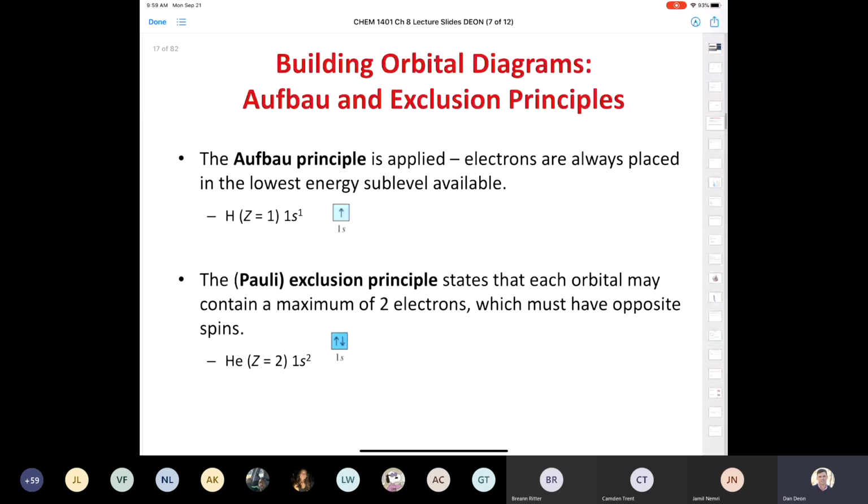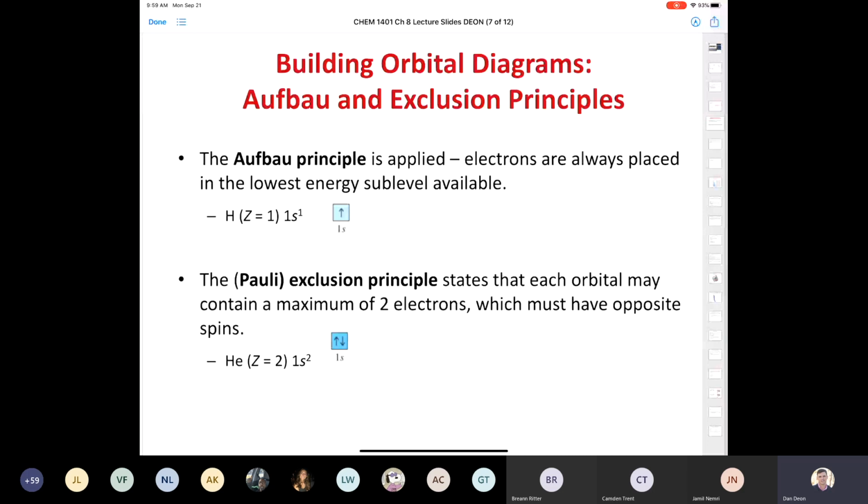Okay, but before we do that, and we will do some practice today for sure, I want to go over a couple of concepts with you, 3 concepts to be exact, that you need to understand before we can get into trying the problems. Okay, so it says here, building orbital diagrams, the Aufbau principle and the Pauli exclusion principle. It says the Aufbau principle is this. Electrons are always placed in the lowest energy sublevel available. So whatever the lowest sublevel we got, that's where we're going to put our electrons.